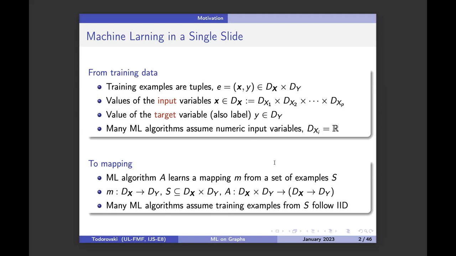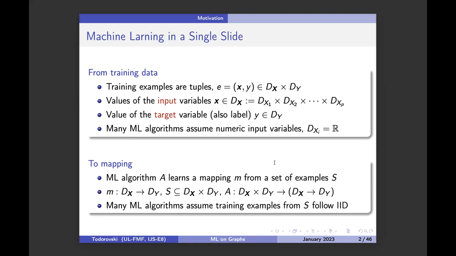Although the title of this seminar is machine learning, I'm not going to talk about machine learning in the traditional sense. I'm only going to talk about it in a single slide at the beginning. Then I'm going to say, well, this is what is done in machine learning, and then let's see how we cope with non-standard settings.